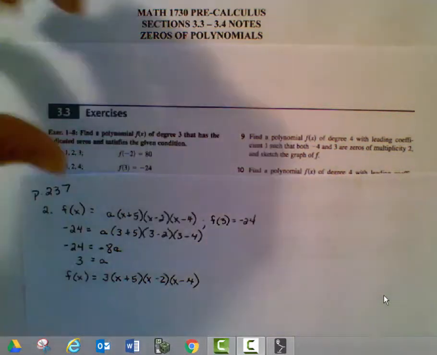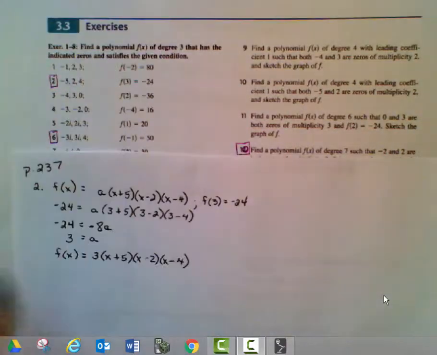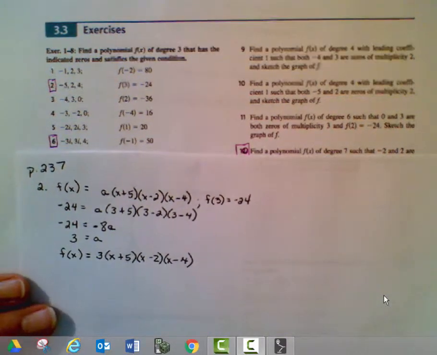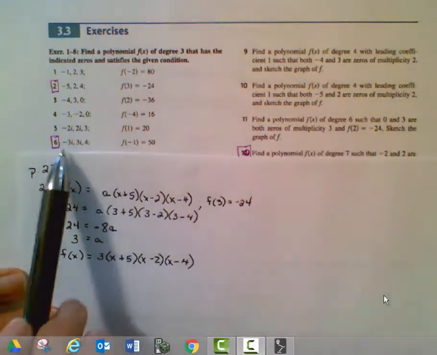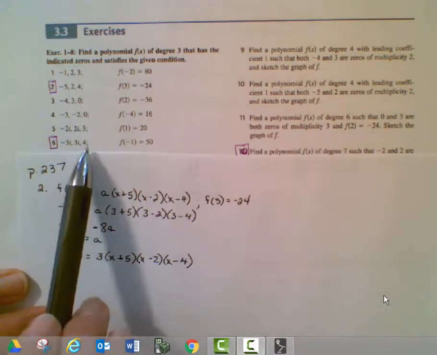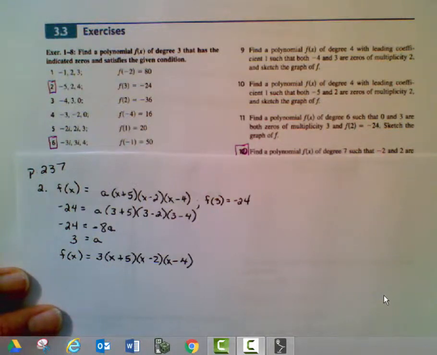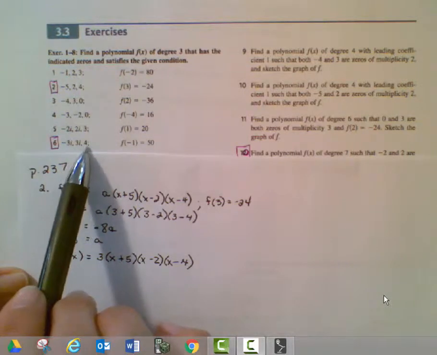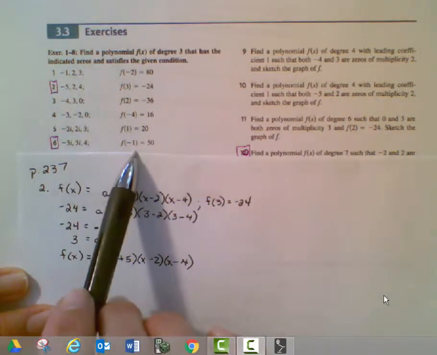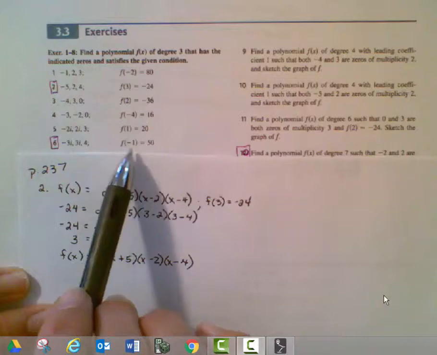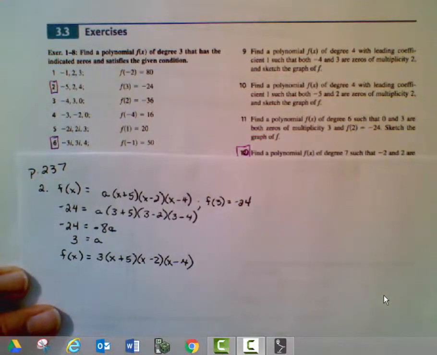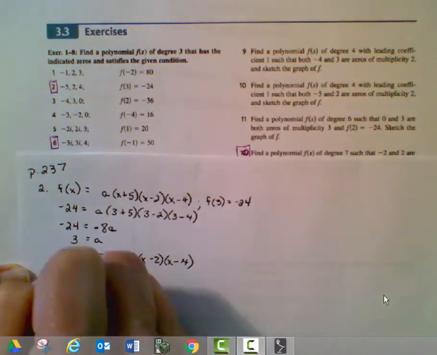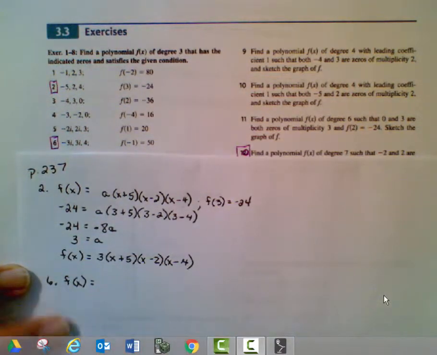All right. Let's do one more example that has a little bit different twist to it. Notice that in number 6, we're given 2 imaginary zeros and 1 real zero. Can we come up with the polynomial function that has these 2 imaginary zeros, this real zero, and also satisfies the condition f of -1 equals 50?